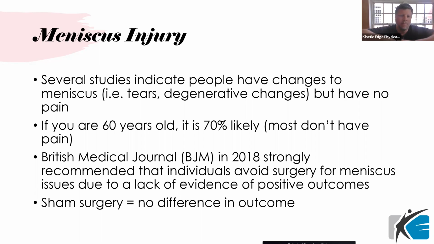The British Journal of Medicine, it's actually BJM, I put British Medical Journal, but in 2018, they reviewed all of the data on surgeries that were done for people that have meniscus issues, usually degenerative, usually an older population, and they basically found that surgical outcomes do not warrant continuation of the surgery. In fact, they even said, even if they got more data to support it, it would take a lot of data to overcome what they already know about that.